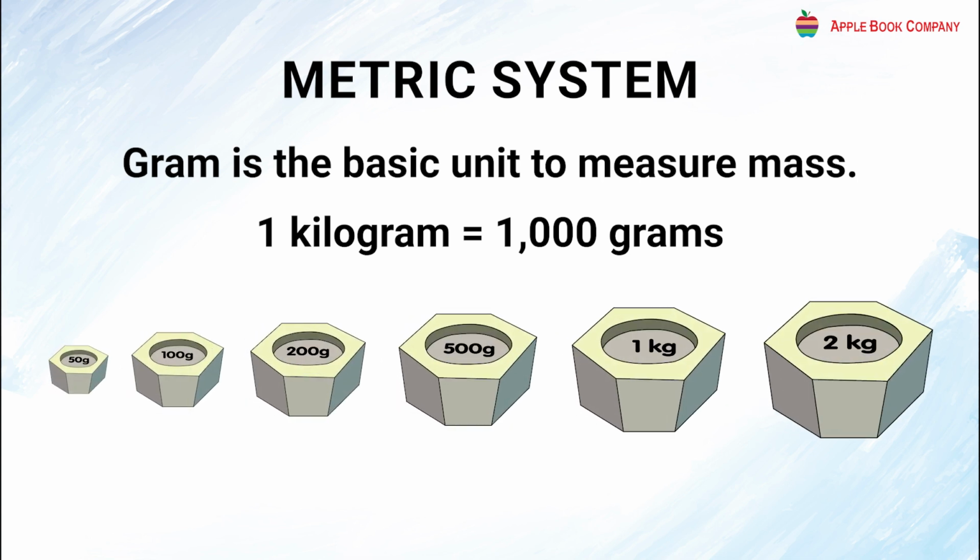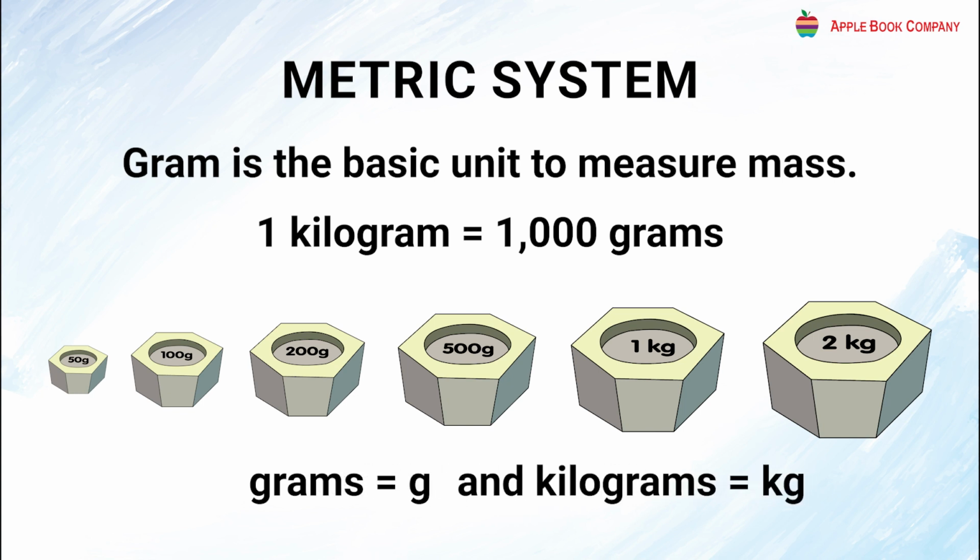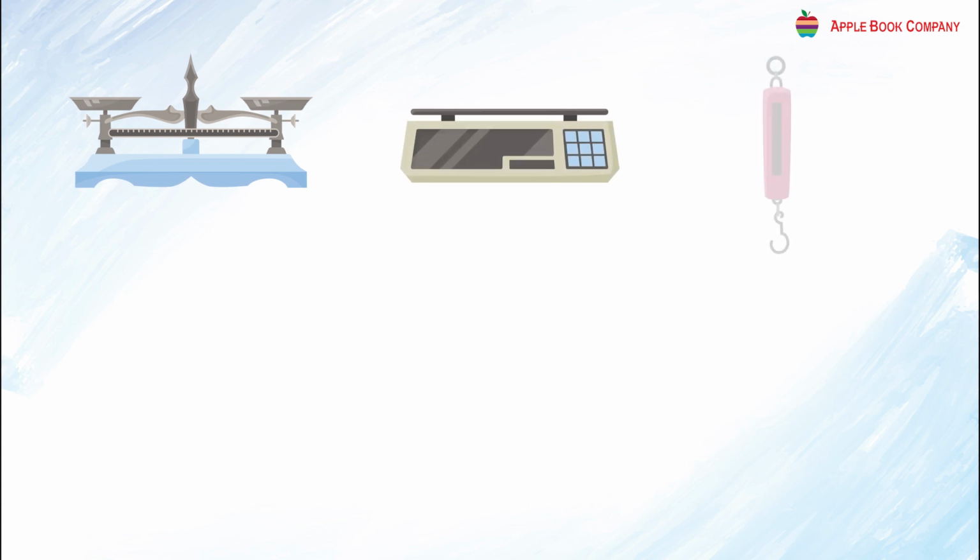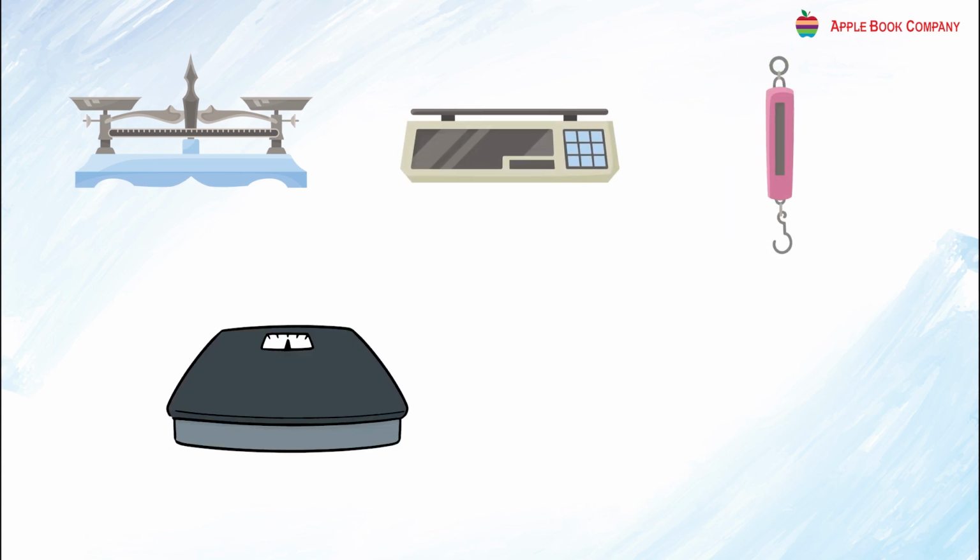Have you seen the following measures in a vegetable shop? 50 grams, 100 grams, 200 grams, 500 grams, 1 kg, 2 kg. The short form for grams is g and the short form for kilograms is kg. Look at the pictures of some machines that are used to find the mass of different objects.